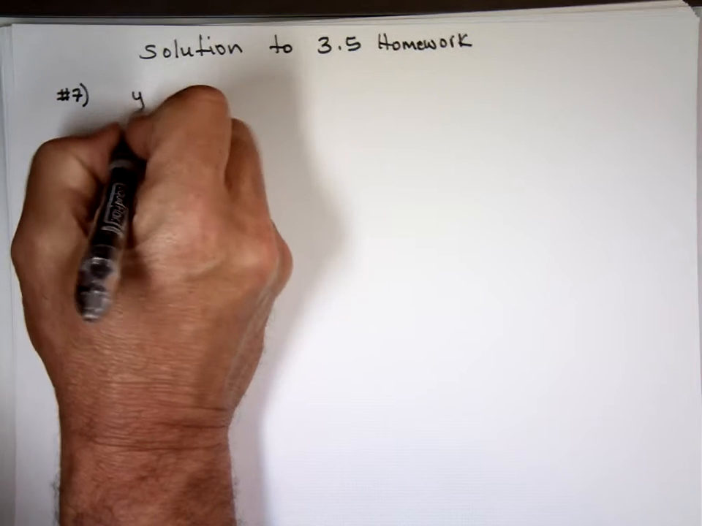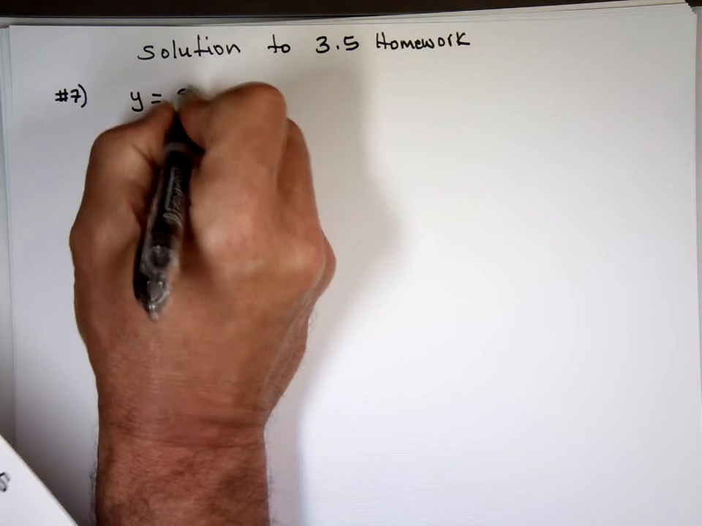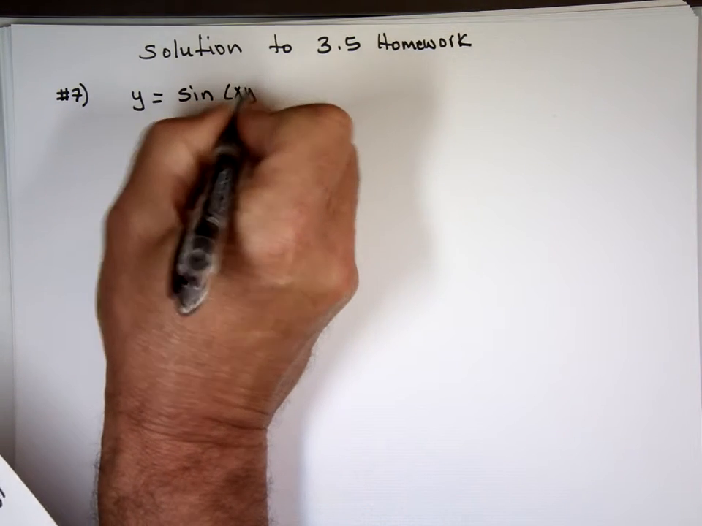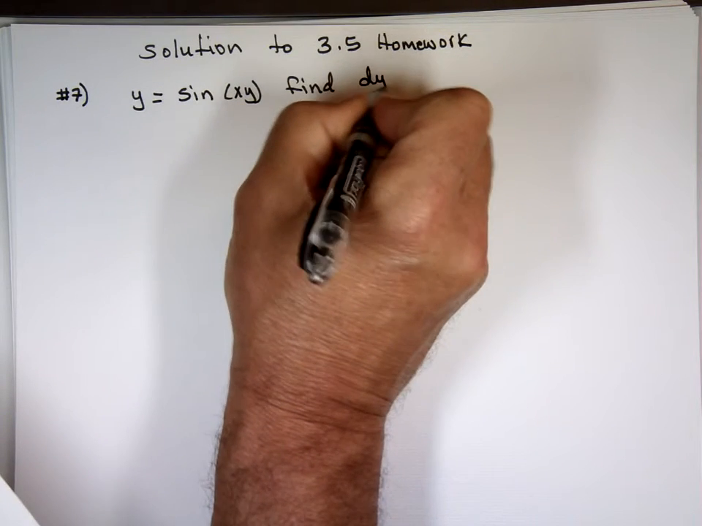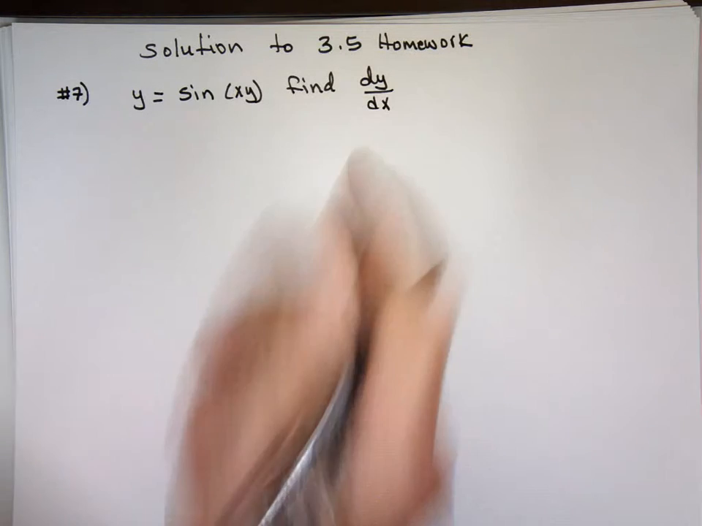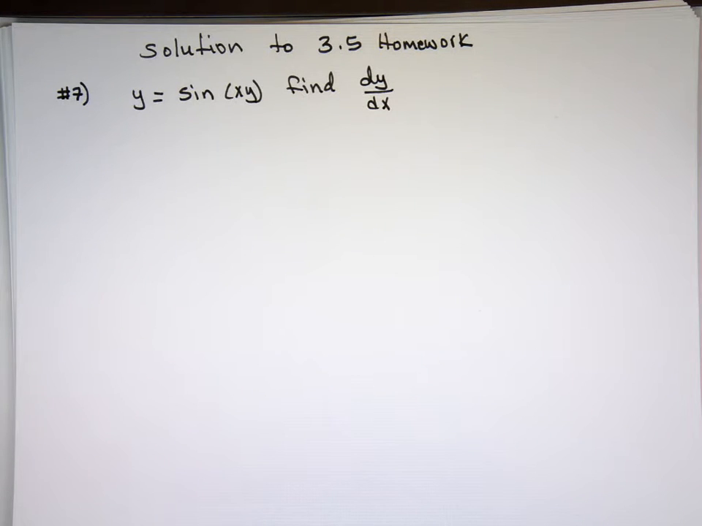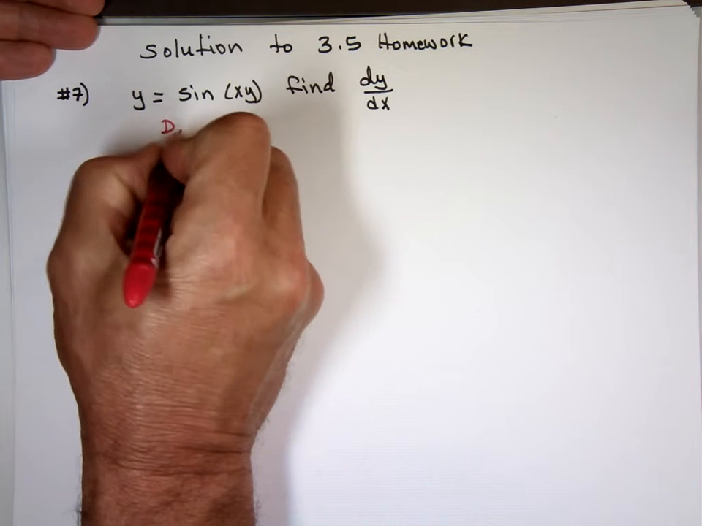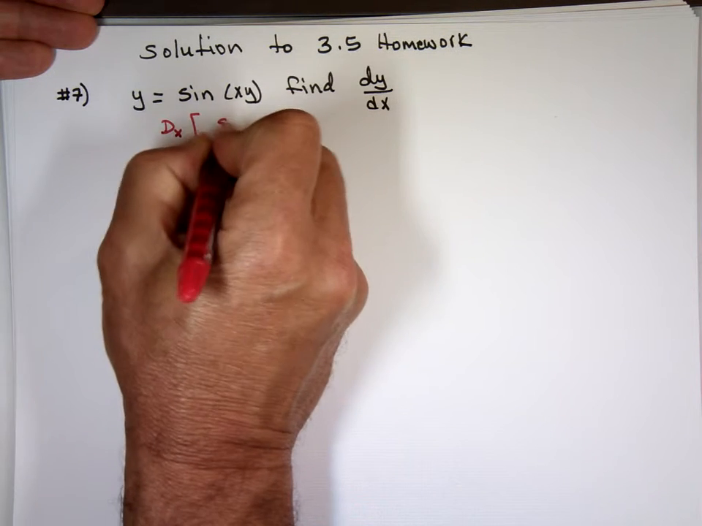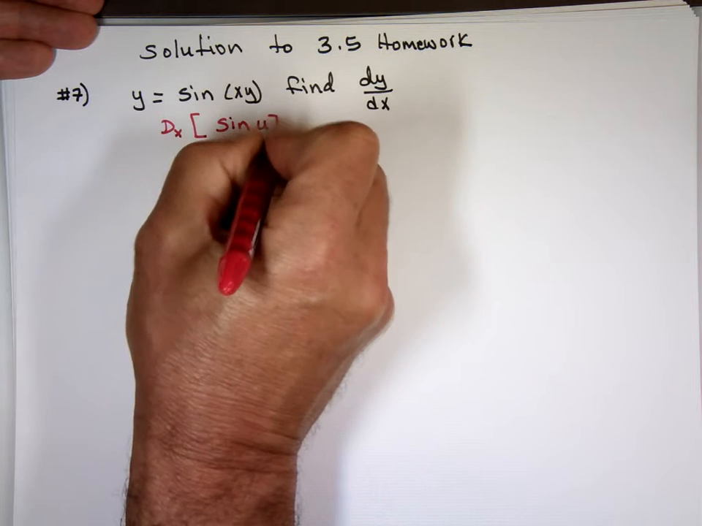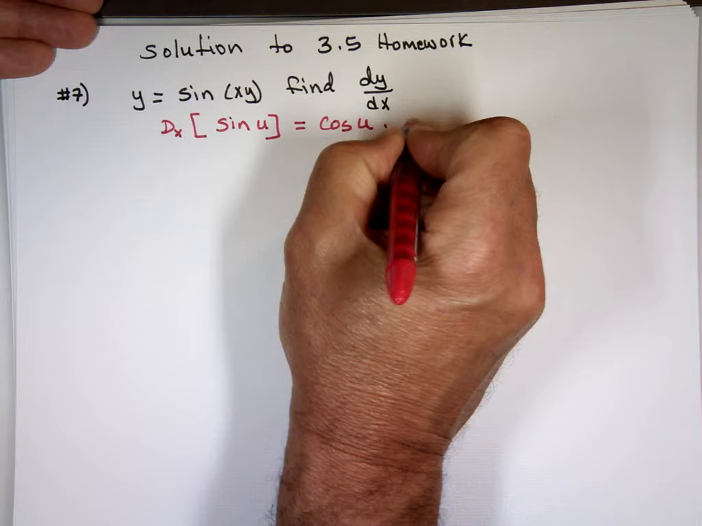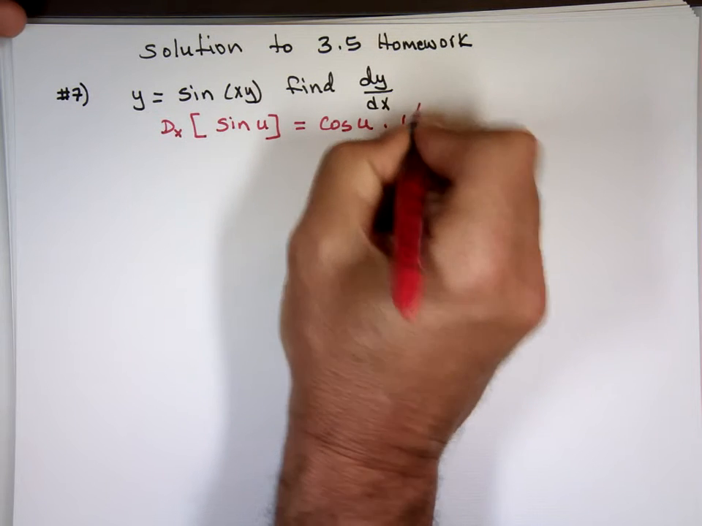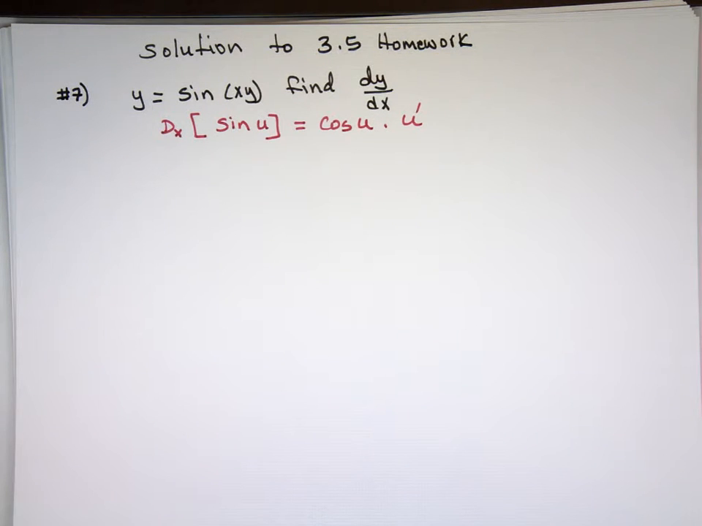We have y equals sine xy, and the question: find dy dx. Always do math with the pencil. Again, the rule I'm using: the derivative with respect to x of sine of u is going to be cosine of u times du dx, or u sub prime, which is the same thing.